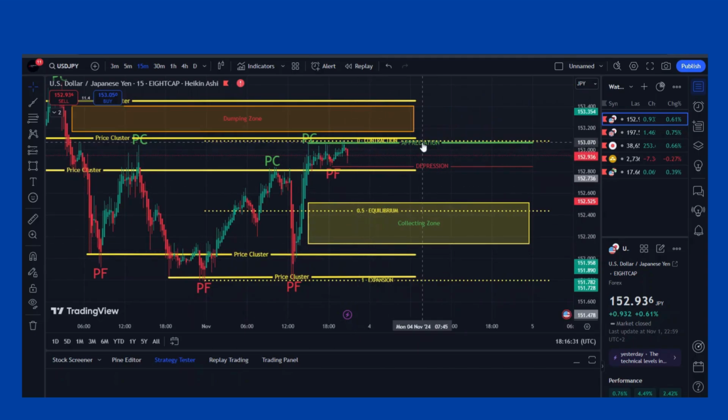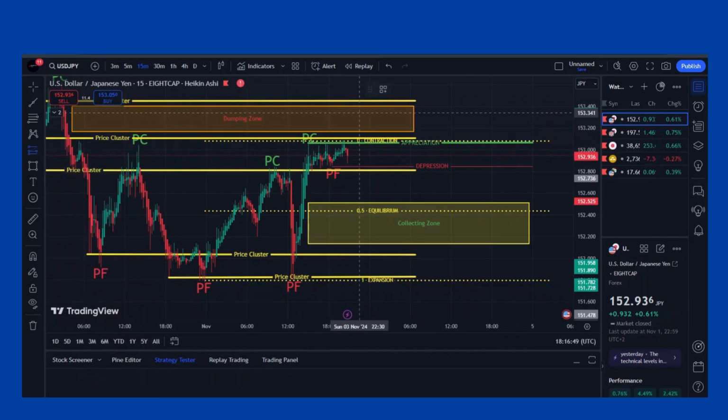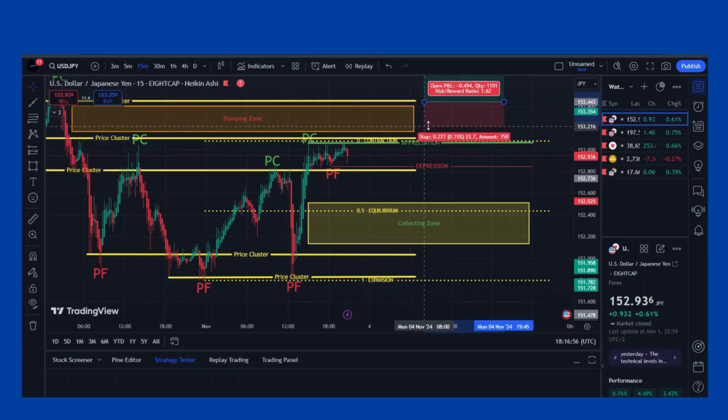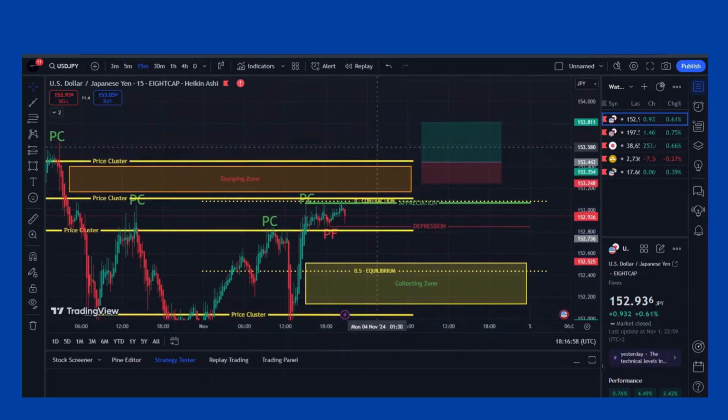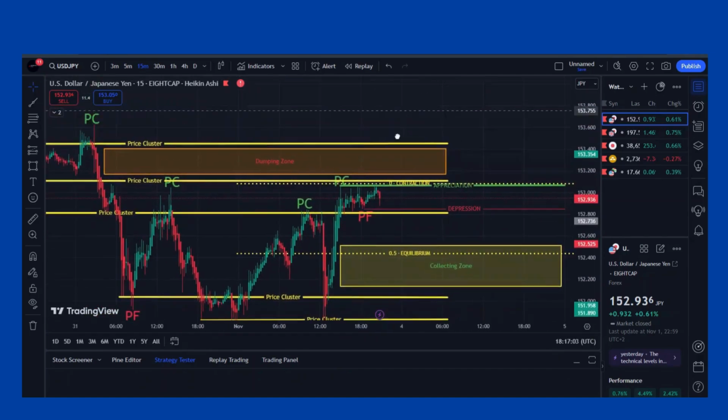All right, but if I had to enter from next week, I'll be looking for this price clutter and appreciation level to be broken first. Once it's broken, I'll be looking for price to bounce from the dumping zone, create another appreciation level, break the dumping zone, then I'll be looking for entry 1 to 2 to the upward direction. All right, so that's what I'll be looking for.